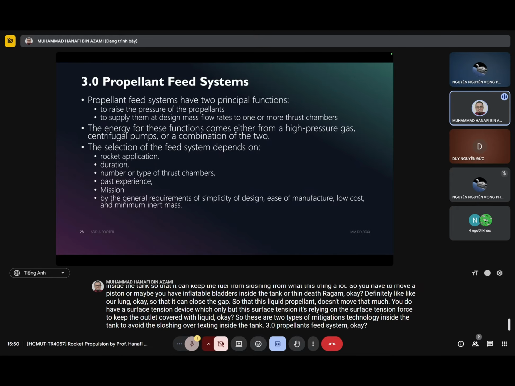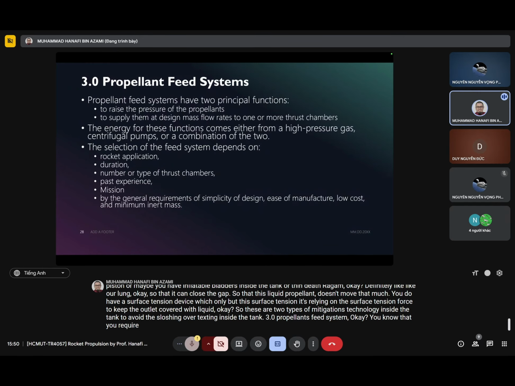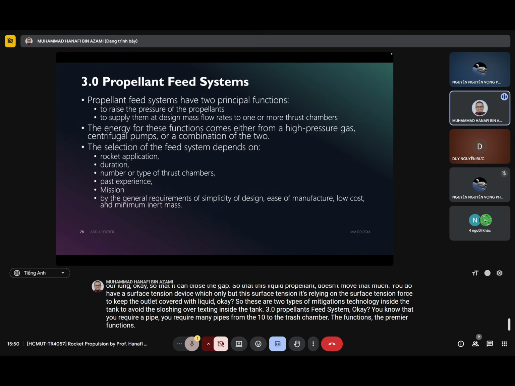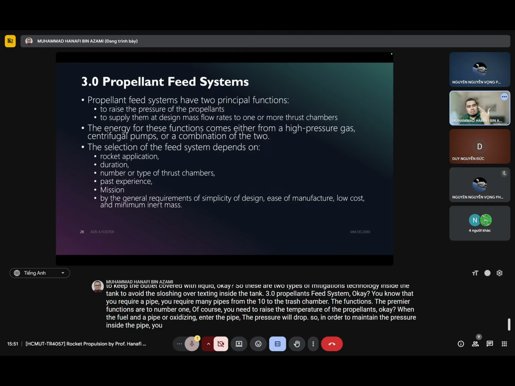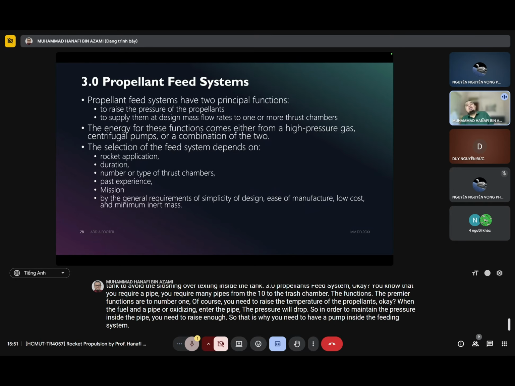3.0 Propellant feed system. You require many pipes from the tank to the thrust chamber. The primary functions are two. Number one, of course, you need to raise the pressure of the propellants. When the fuel or oxidizer enters a pipe, the pressure will drop. So in order to maintain the pressure inside the pipe, you need to raise it up. That is why you need to have a pump inside the feeding system.